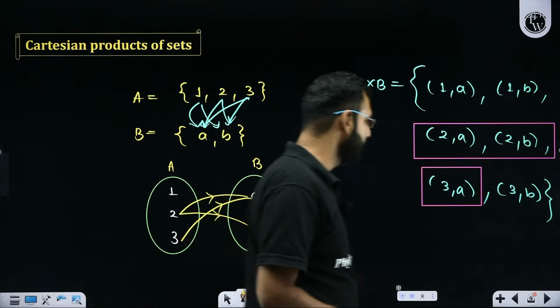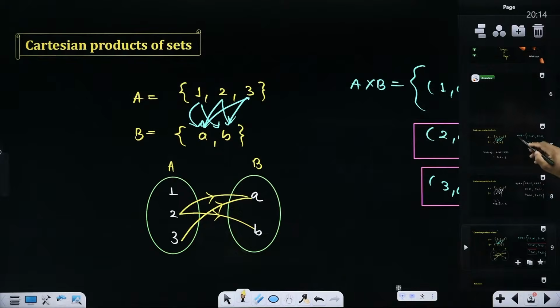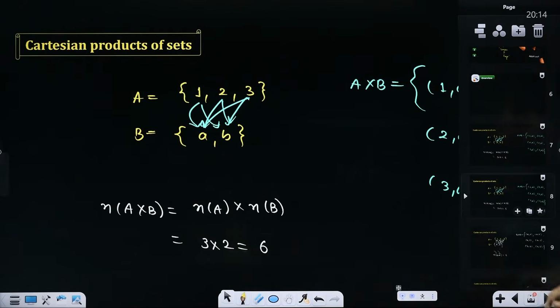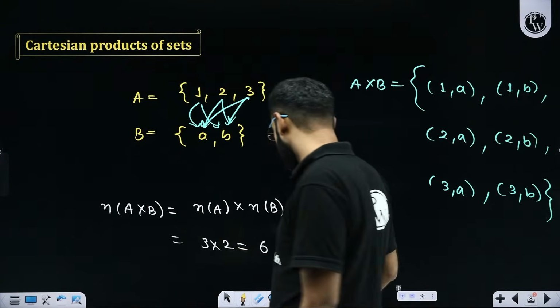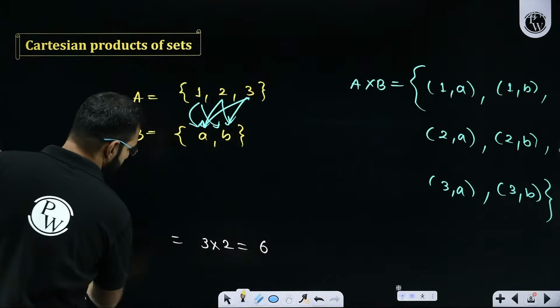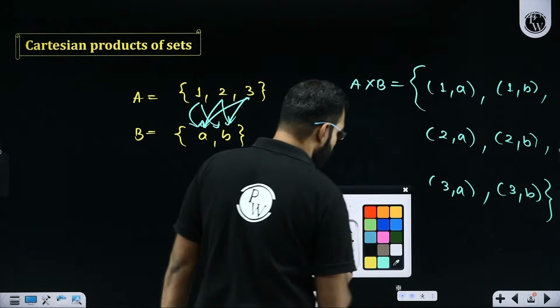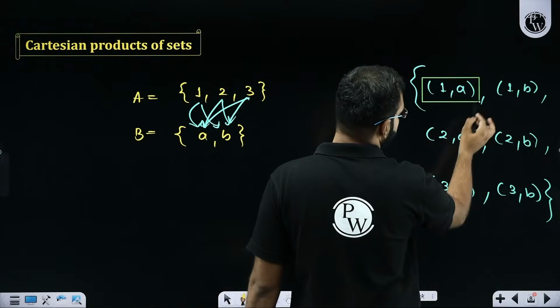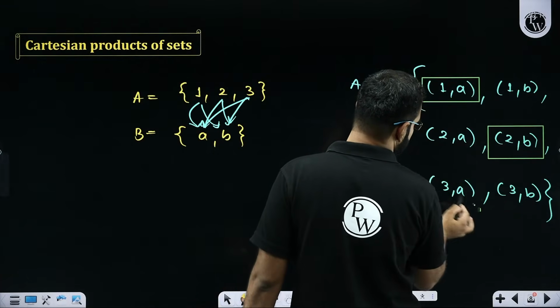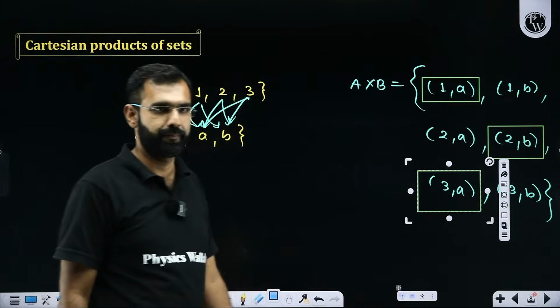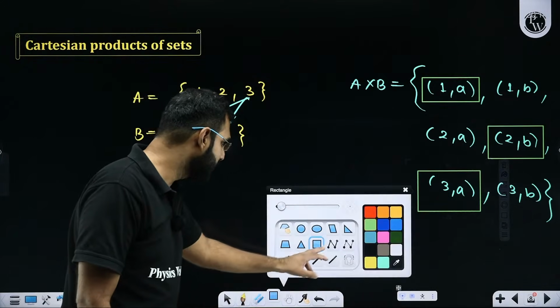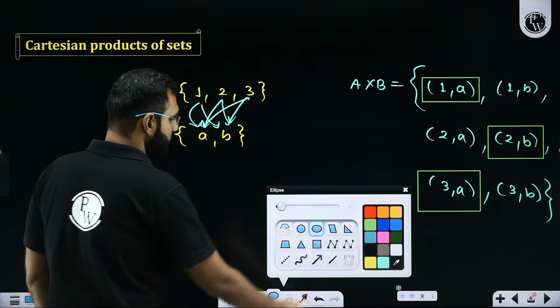Which means, let's say, if I don't choose this, rather what I choose is something totally different. Let's say here in this case, I am choosing elements like 1 comma A, 2 comma B, and let's say 3 comma A. These 3 elements I have chosen. So if I am choosing these 3 elements, please pay attention everyone.